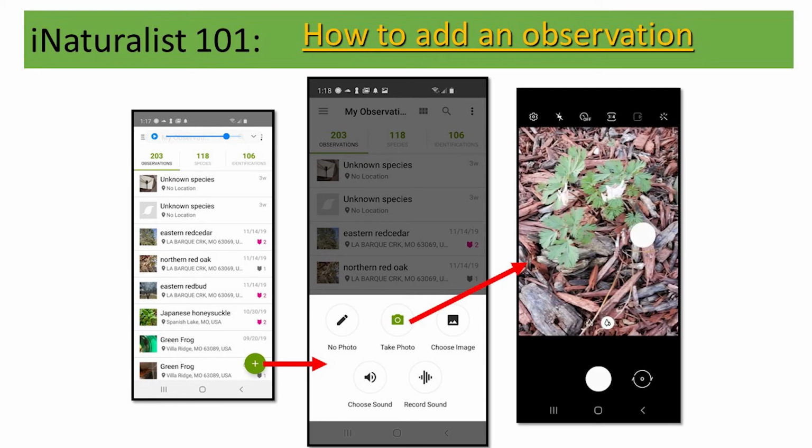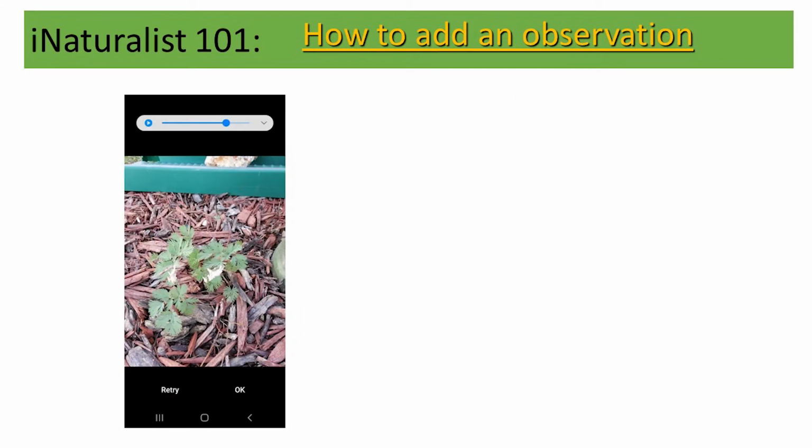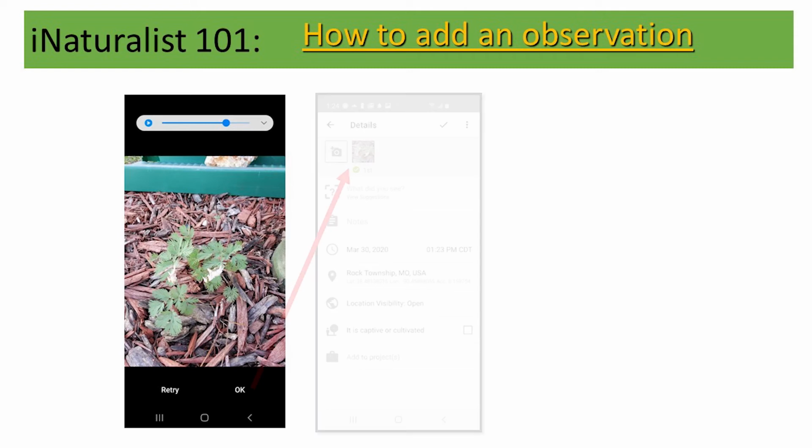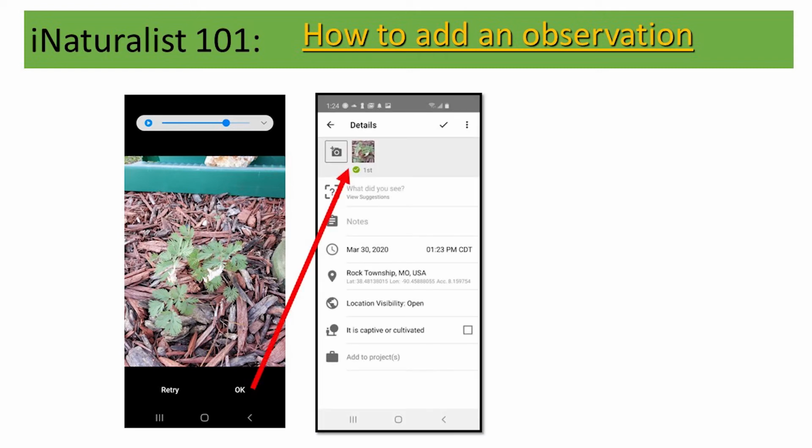Once you hit the photo button in the middle, it'll open up your camera. After taking your photo, you'll have the option of either retrying and taking a new one or using the photo. After you click OK, the photo will be pulled into iNaturalist and it'll autofill all the fields. If it doesn't fill all the fields, your GPS may be turned off and you may need to adjust it in your settings. The next step now is to try to identify the observation.